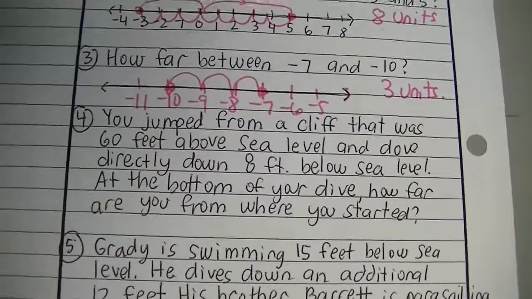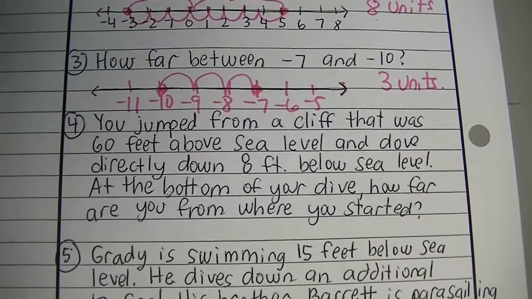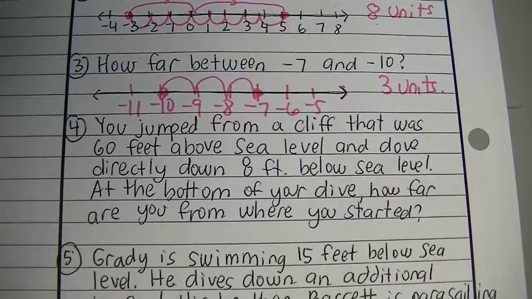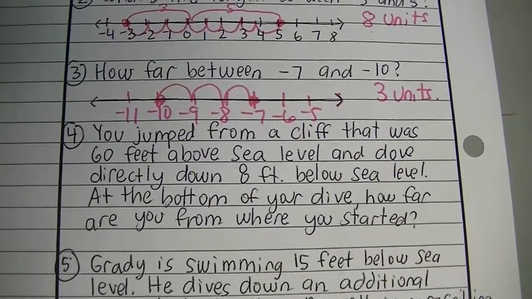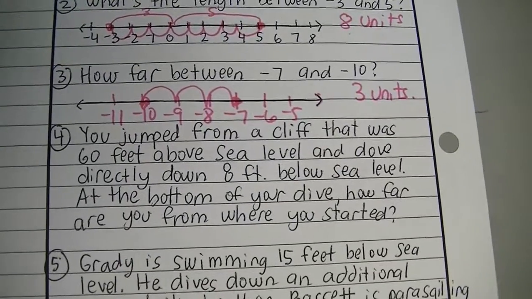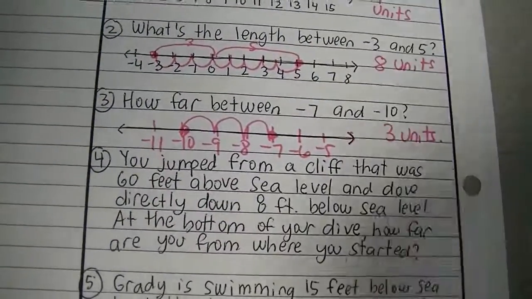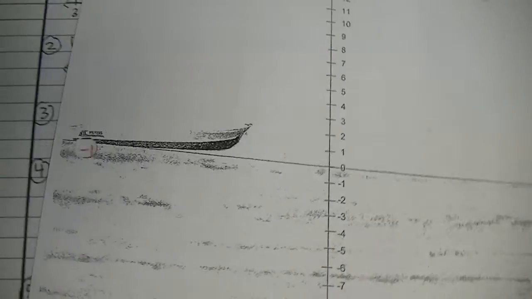Now let's go with a story problem. You jumped from a cliff that was 60 feet above sea level and dove directly down 8 feet below sea level. At the bottom of your dive, how far are you from where you started? So if you want, you can draw a sketch. I also did give you this number line right here, so you can hopefully visualize it a little better. So you jumped from a cliff that was 60 feet above sea level.